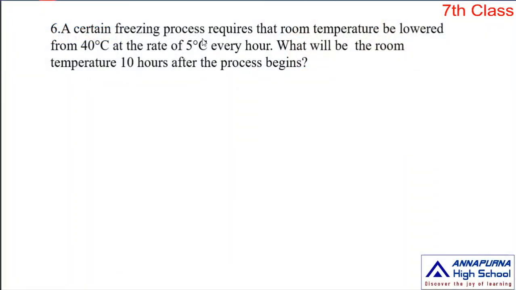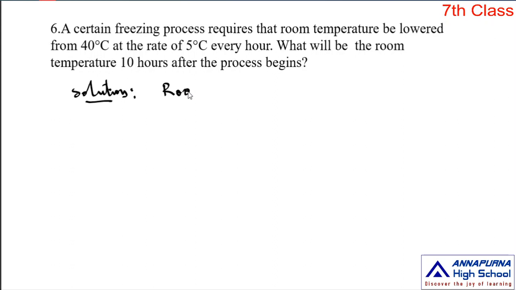Now the sixth one is: a certain freezing process requires that room temperature be lowered from 40 degrees centigrade at the rate of 5 degrees centigrade every hour. What will be the room temperature 10 hours after the process began? After the process began, that means what will be the room temperature? So, what is the solution?